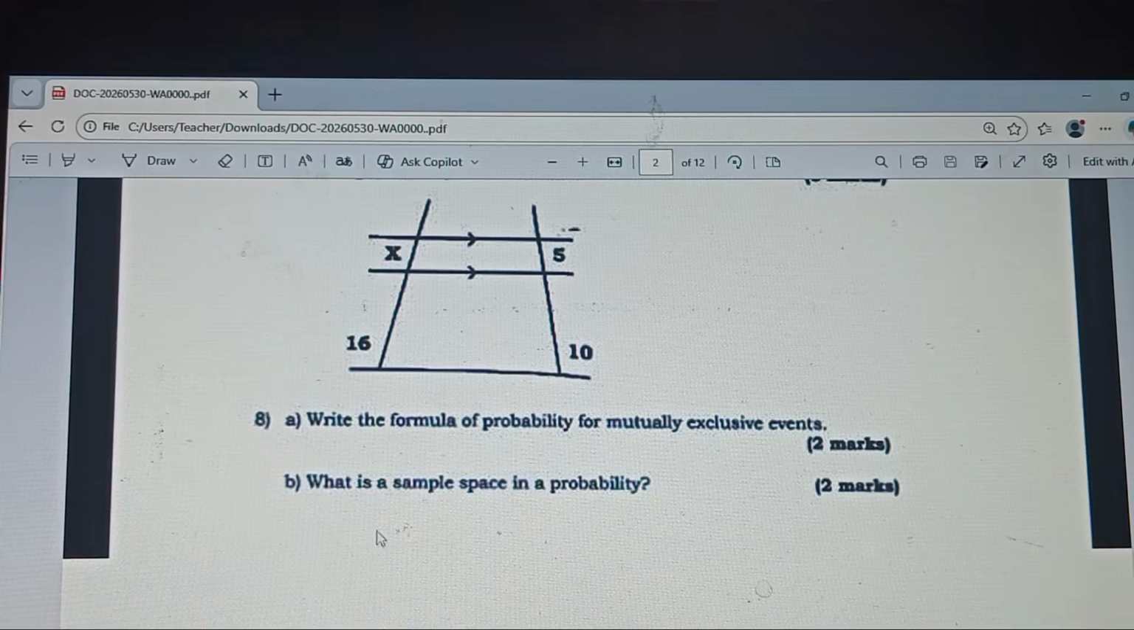Question number 8: write the formula of probability of mutually exclusive events. That is the hint here.